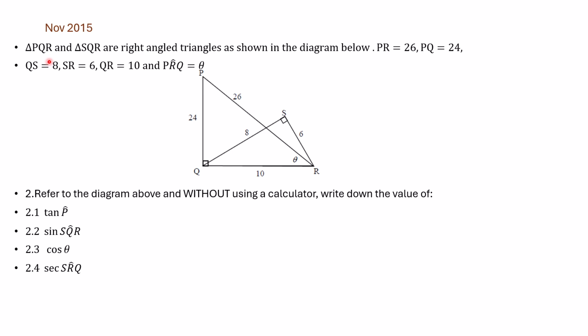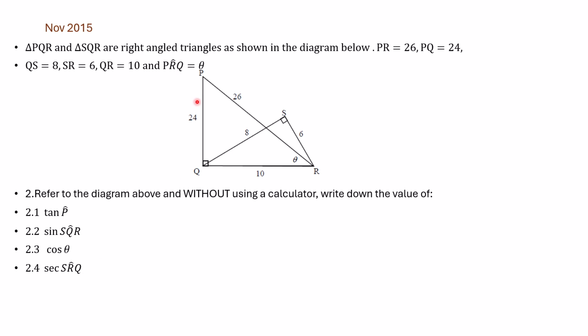Right, so triangle PQR and triangle SQR are right-angle triangles as shown in the diagram below. PR is 26, PQ is 24, QS equals 8, SR equals 6, QR equals 10, and PRQ equals theta. Refer to the diagram above and, without using a calculator, write down the value of tan P, sin SQR, cos theta, and sec SRQ. Right, so that's the question.